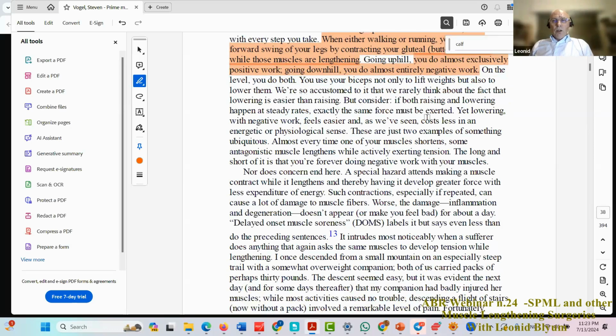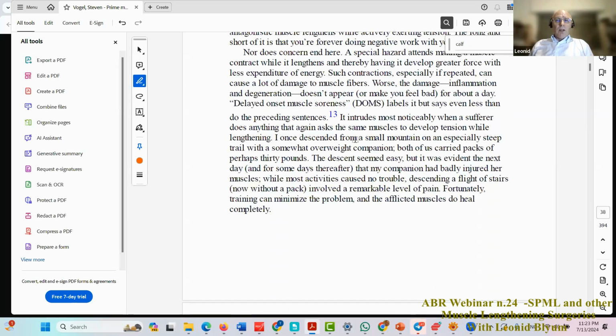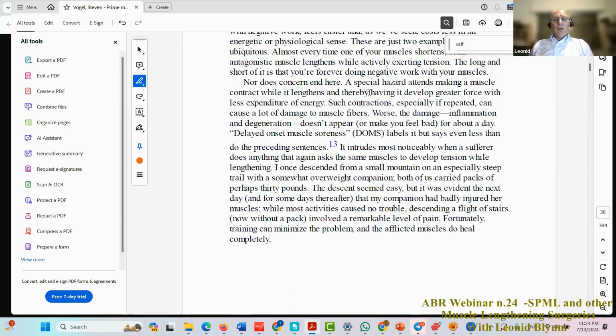And here we go. So he talks about his experience. So here he talks about the way he walked with somebody uphill, and then they walked downhill, and he said the descent seemed easy, but it was evident the next day and some days thereafter that my companion had badly injured her muscles, whilst the activities of going uphill caused her no trouble. So this is two things that we have to consider.